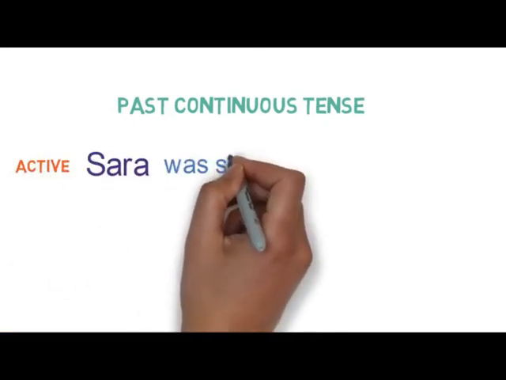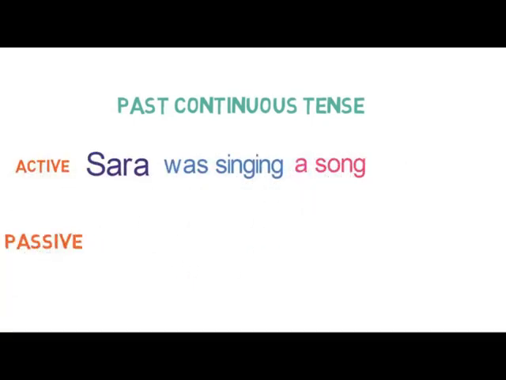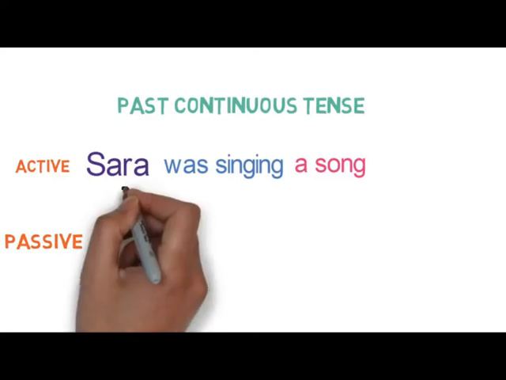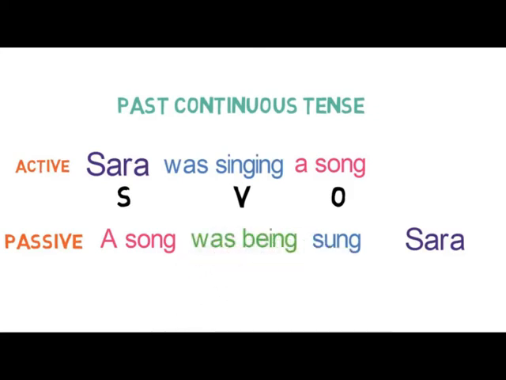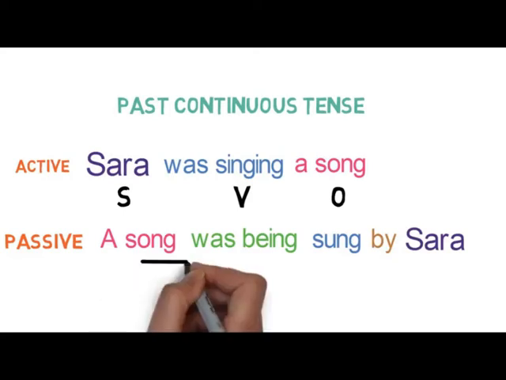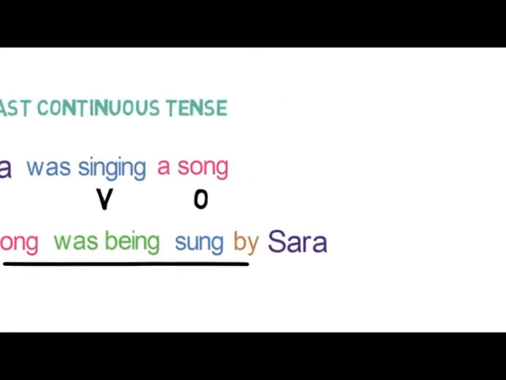Past continuous tense. Sarah was singing a song. The subject here is Sarah. The verb is was singing. The object is a song. We will swap subject with object, so we will start with a song. Sarah will be at the end instead of the object. And we will change the verb to the third conjugation. It will be sung. The verb to be according to the tense will be was being. And we will use by before Sarah. So it will be a song was being sung by Sarah.